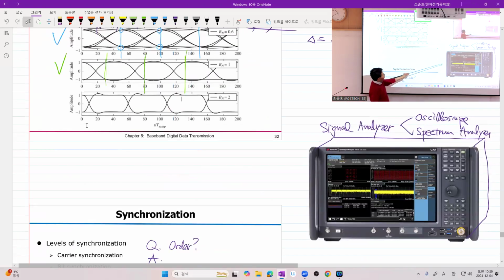I remember I already talked about the signal analyzer, which is a kind of combination of oscilloscope and spectrum analyzer. Long ago, we had the oscilloscope, spectrum analyzer, and vector signal analyzer in separate boxes. However, these days, some people combine spectrum analyzer and vector signal analyzer and say signal analyzer. Some people say that they combine oscilloscope, vector signal analyzer, and spectrum analyzer all together and call it a signal analyzer. So we may use a signal analyzer also to generate an eye diagram.